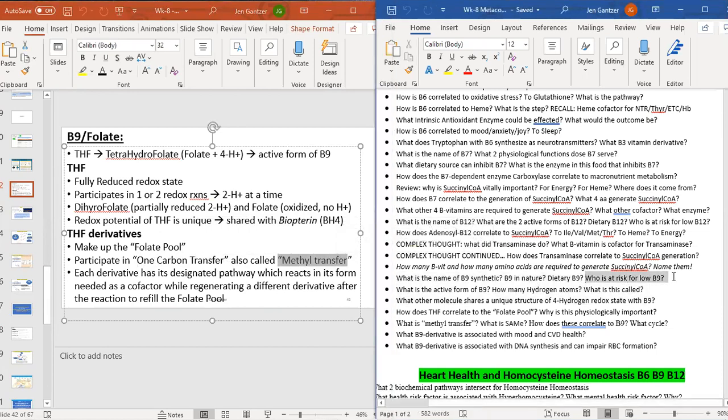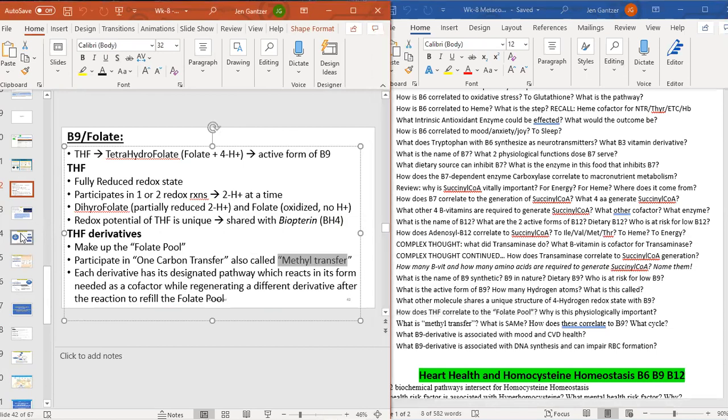All right, so who's at risk for low B9? We said that somebody who doesn't eat roughage, greens, and plant-based sources. The active form, tetrahydrofolate, that's 4 hydrogens, and that is called fully reduced tetrahydrofolate. The other molecule is biopterin. So how does this correlate to the folate pool? So now let's take a look.